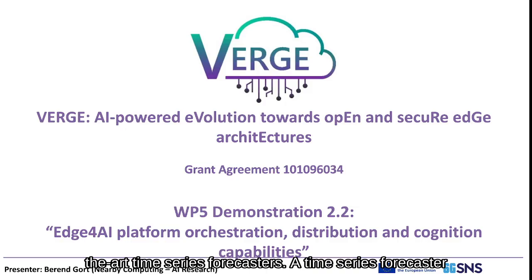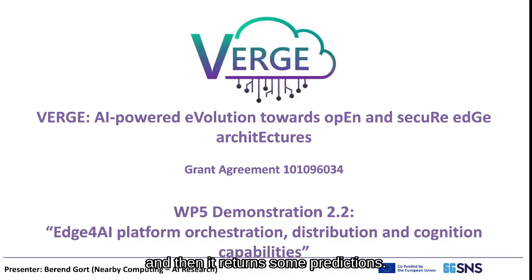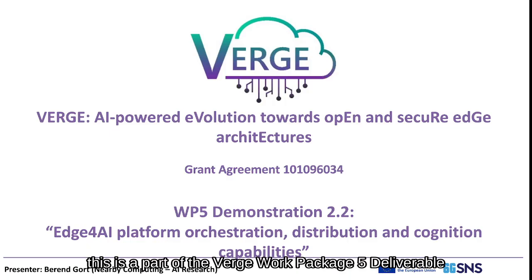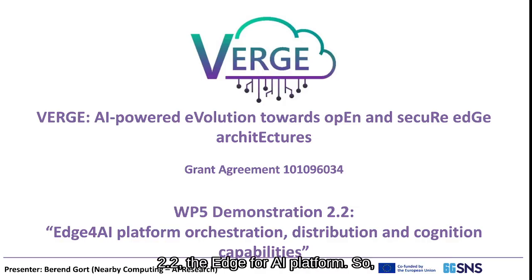A time series forecaster is when you send it, for example, some CPU data, and then it returns some predictions. This is all deployed as a microservice, and this is a part of the Verge Work Package 5 deliverable 2.2, the Edge for AI platform.